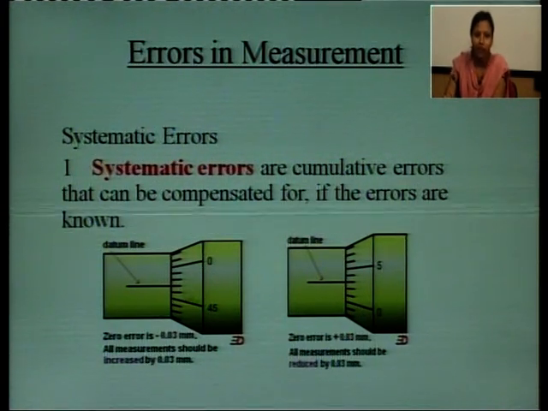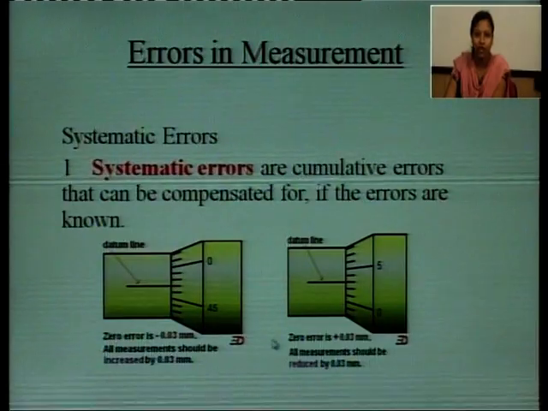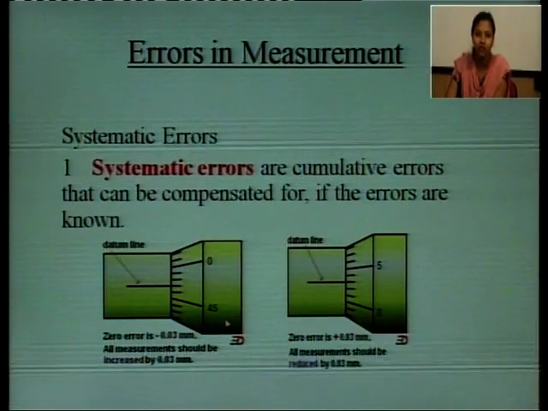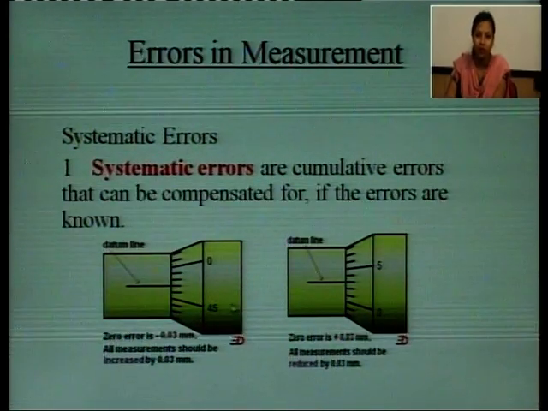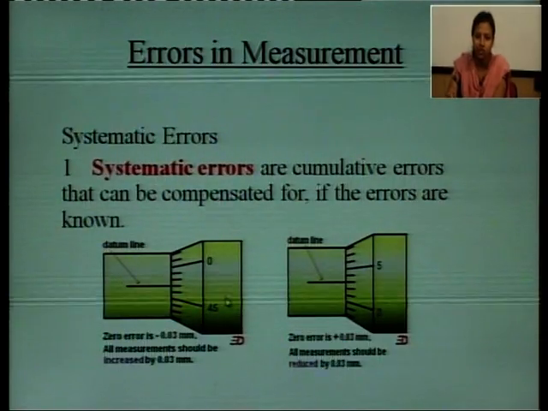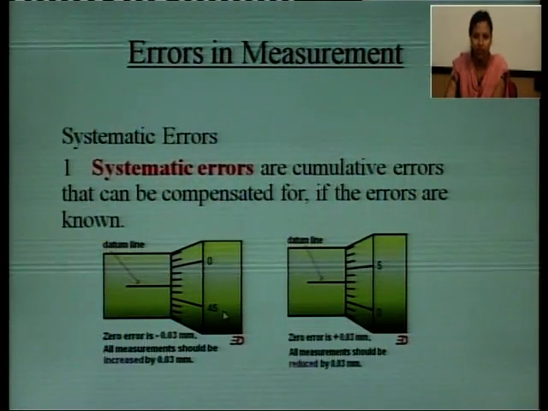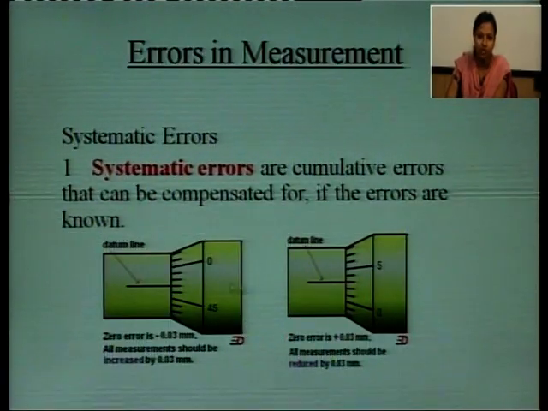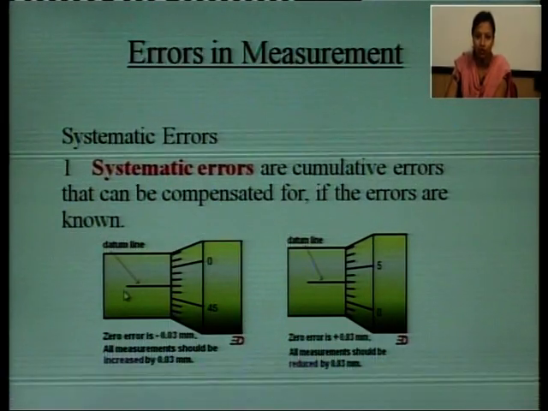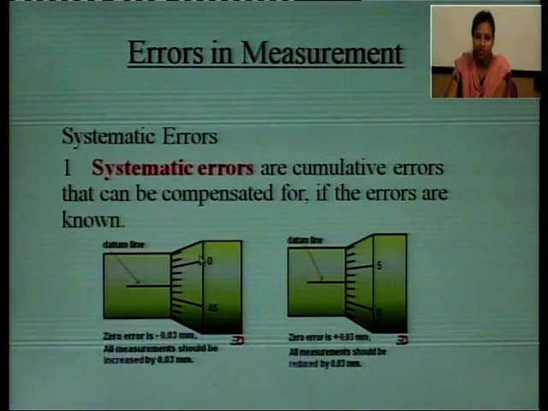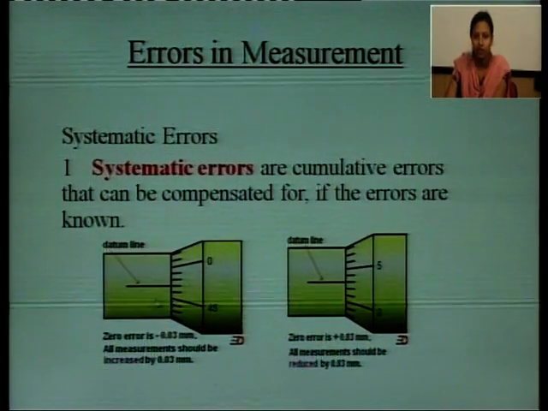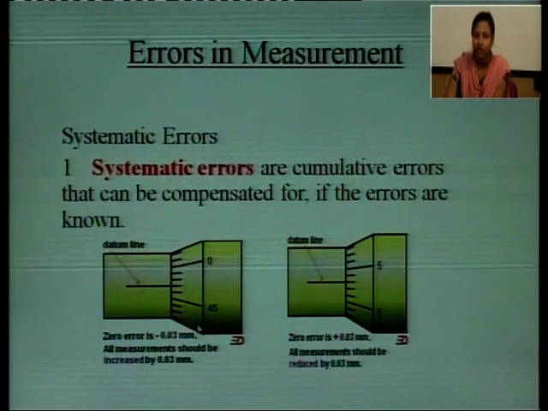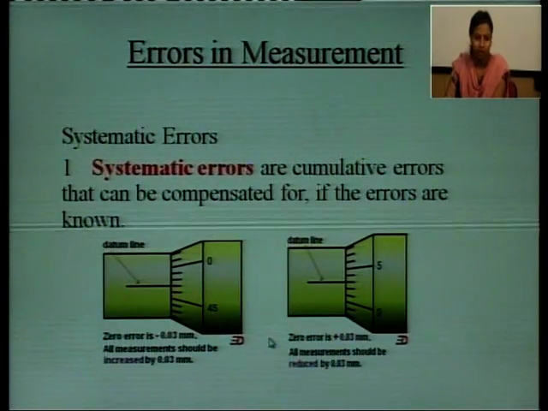This type of error is an example of systematic error, which arises because of the system, because of the instrument which is used for the measurement of any physical quantity. This is the example of the screw gauge. If the 0 of the datum line is not matching with the 0 of the circular scale, then there is some error involved in this measurement.